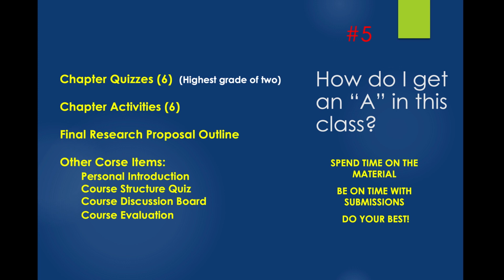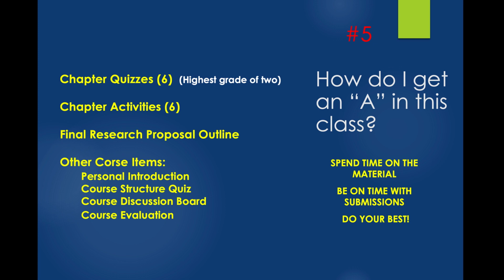And then question number 5, the last question, how do you get an A in the class? Well, in 8 weeks, you're going to be taking 6 quizzes. If you want to, you can actually take more than that if you're not satisfied with your first grade. And you're going to do 6 activities. Again, there'll be short, sort of outline activities that you use a template to submit.